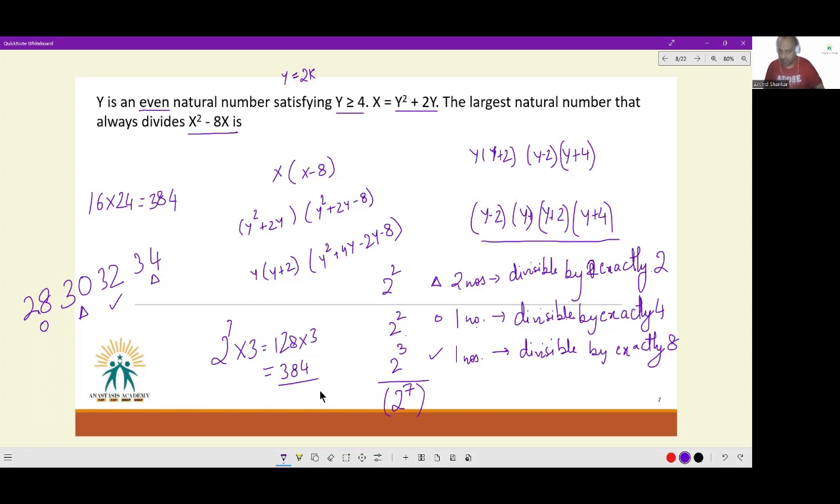If you can see it, great. If you can't see it, then you can perhaps use the earlier insight: sum of n consecutive natural numbers is always divisible by n factorial. In either case, your answer that you will reach will be 384.